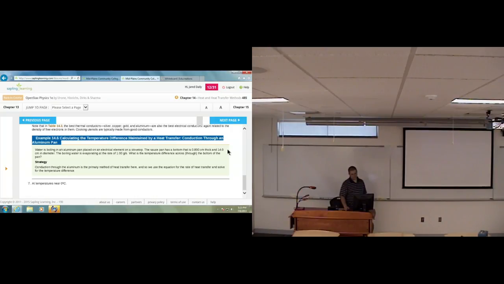Conduction through an aluminum pan example. So we have a water boiling in an aluminum pan. The pan has a bottom 0.8 centimeters thick, and it's 14 centimeters in diameter, so that'll give us our area for some calculation. Water is evaporating at a rate of 1 gram per second, so that'll tell us how much energy we're putting through the pan, because that much energy has to go into the water, right? 1 gram per second is going to be 1 calorie per second, so that's going to tell us something.